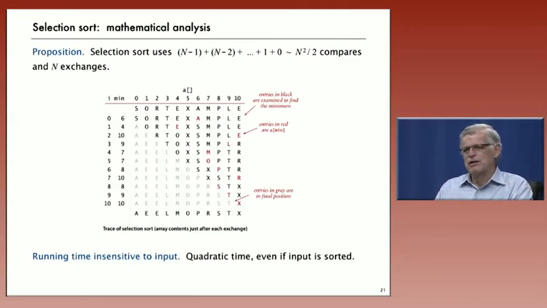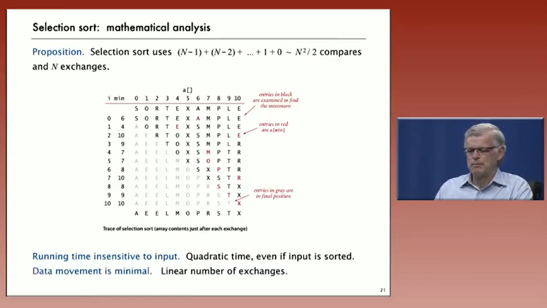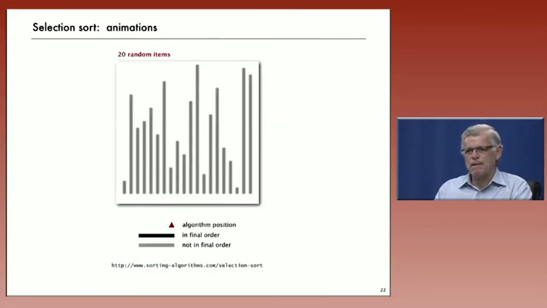Now, what's interesting about this proposition about selection sort is that it doesn't matter what order the input is, selection sort's going to use quadratic time, because it always has to go through the whole thing to look for the minimum. Another property is that you can't sort moving less data, because selection sort does just a linear number of exchanges. Every item is put into its final position with just one exchange.